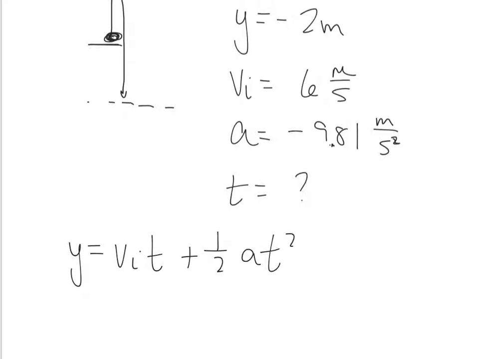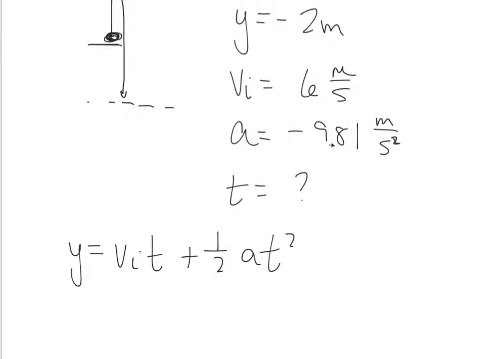Y equals VIT plus 1/2 AT squared. I can't use the other ones because I don't know VF. I could use the other ones, find VF, then use another formula and find time. I'd have to do two formulas for that. Instead, I could do it this way and use my handy-dandy quadratic formula in a minute.